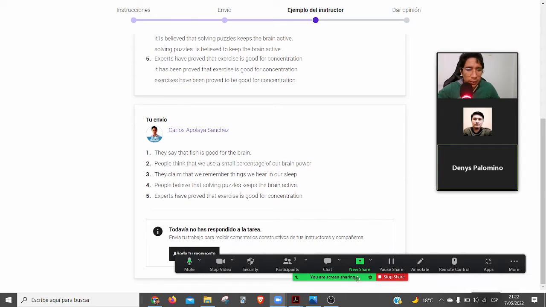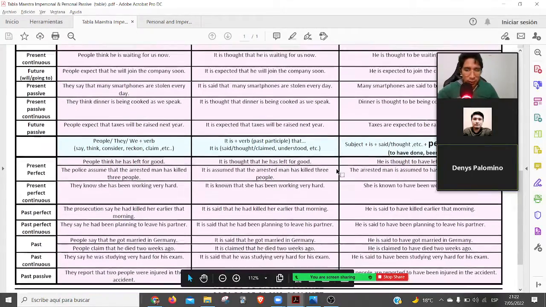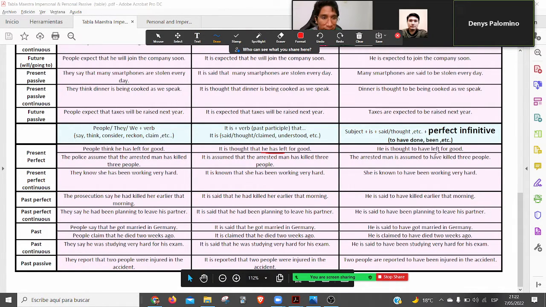So now, you can see the chart here. Les he puesto con el presente perfecto también. Pay attention here. Present perfect. You thought that he has left. Mira, cuando está en presente, se pone en presente perfecto. Si está en pasado, se pone en presente perfecto. Si está en pasado perfecto, se pone en have been. Ok? Have been. Any questions? Mira, it is said that he had killed her early that morning. He is said to have killed. Present perfect. Siguiente, it is said that he had been planning. It is said to have been planning. Super simple. Did you understand?